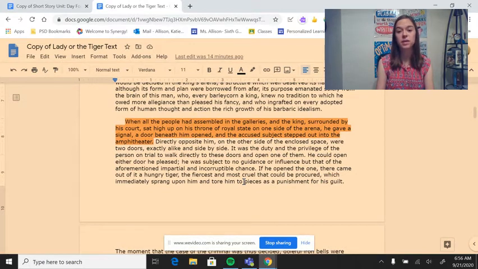And then a little bit later, I know I have indirect characterization when it says, "when all the people had assembled in the galleries and the king, surrounded by his court, sat high up on his throne of royal state on one side of the arena, he gave a signal, a door beneath him opened, and the accused subject stepped out into the amphitheater." So this is his actions completely. It doesn't say he was mean, he was vindictive, he enjoyed watching people suffer. It doesn't say those things directly, but knowing this, he's sitting there and points and a door opens and a victim comes out. That's intense, right? And I know indirectly I can make those guesses about him. Okay, so that's just one quick example.